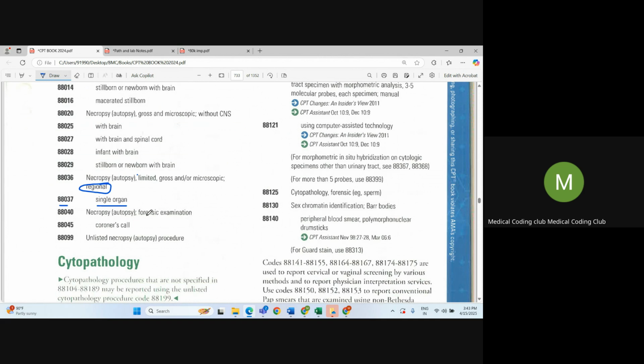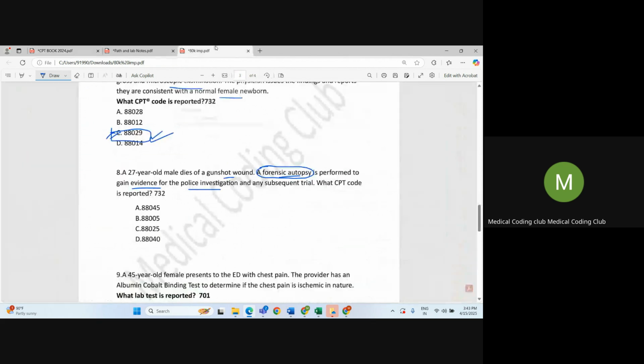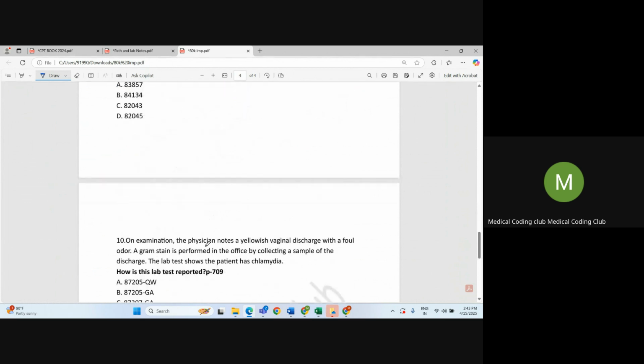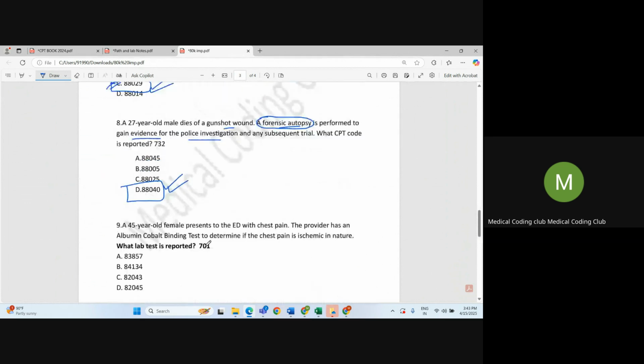But in our question, they are performing necropsy or autopsy for forensic examination. Okay, for investigation purpose, they are doing. So you should select 88040 as your answer. Okay, so the correct answer is option D, 88040. Okay, so these are a few questions.